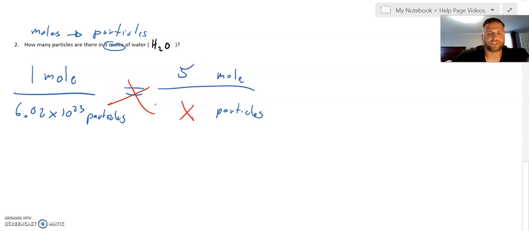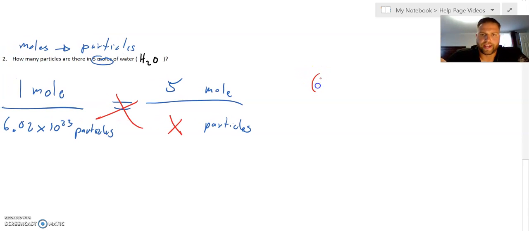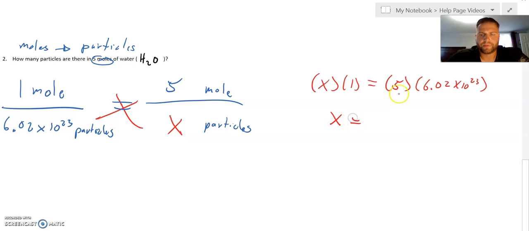So let's go ahead and cross multiply and figure this out. You get x times 1, and then you get 5 times 6.02 times 10 to the 23rd. So 1 times x is just x. Then all that's left to do is pretty easy. It's just multiply 5 by 6.02 times 10 to the 23rd. So let's go ahead and do that. 5 times 6.02 times 10 to the 23rd.